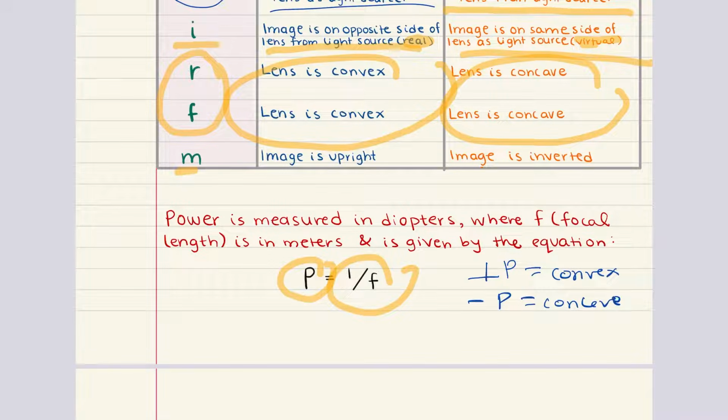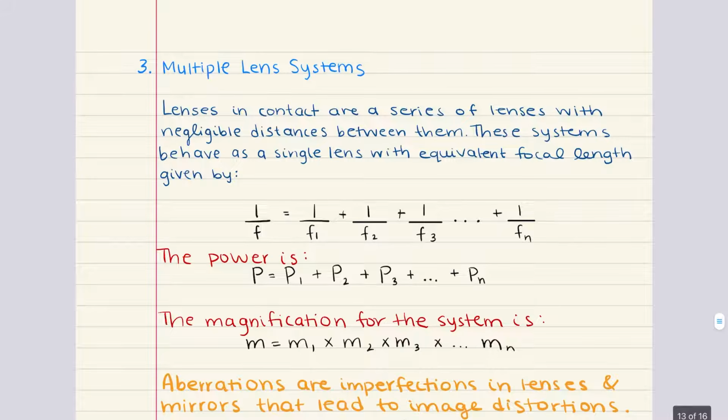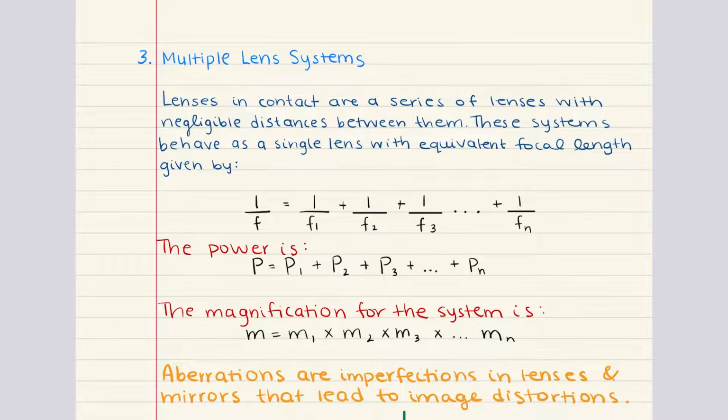And this measurement is really useful in optometry, where lenses are prescribed based on the amount of correction needed to focus light onto the retina. With that, let's discuss multiple lens systems. When we say multiple lens system, we're discussing two or more lenses that are used in close proximity.